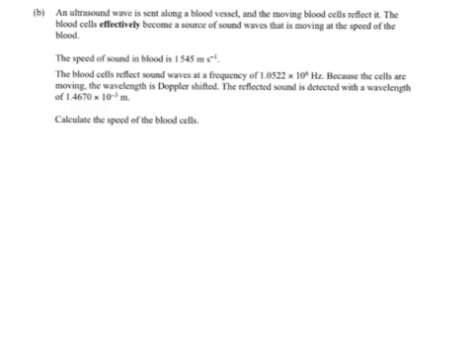B. An ultrasound wave is sent along a blood vessel and the moving blood cells reflect it. The blood cells effectively become a source of sound waves. So now we've got the blood cells being a source, and it's moving at the speed of the blood. Because we're trying to find the speed of the blood, calculate the speed of the blood cells.